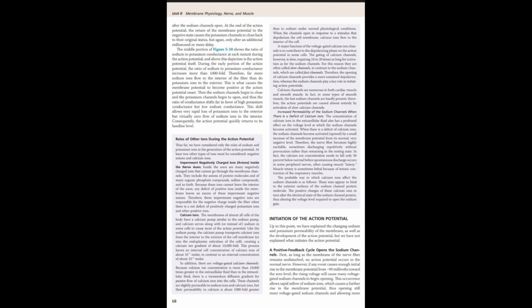Calcium channels are numerous in both cardiac muscle and smooth muscle. In fact, in some types of smooth muscle, the fast sodium channel is hardly present. Therefore, the action potentials are caused almost entirely by the activation of the slow calcium channel. Increased probability of sodium channel opening when there is a deficit of calcium ion. The concentration of calcium ion in the ECF also has a profound effect on the voltage level at which the sodium channels become activated. When there is a deficit of calcium ion, the sodium channel becomes activated by a small increase of membrane potential from its normal. Therefore, the nerve fiber becomes highly excitable, sometimes discharging repeatedly without provocation, rather than remaining in the resting state.